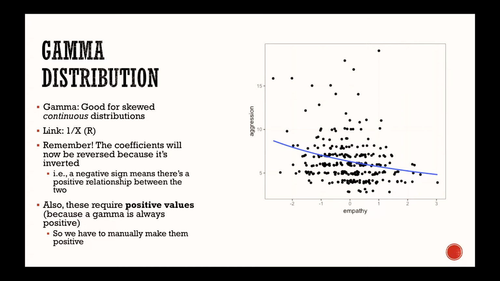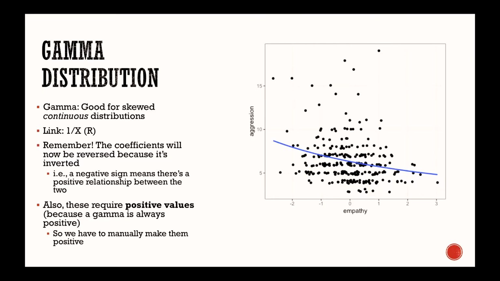So now that brings us to a gamma distribution. Well, what happens if you have skewed non-discrete data, if you have skewed continuous data? What do you do then? Well, then you can do a gamma distribution. So gamma is great for skewed continuous distributions. The default link is 1 over x, at least it is in R and SPSS. I think it might be the log of x or something like that.